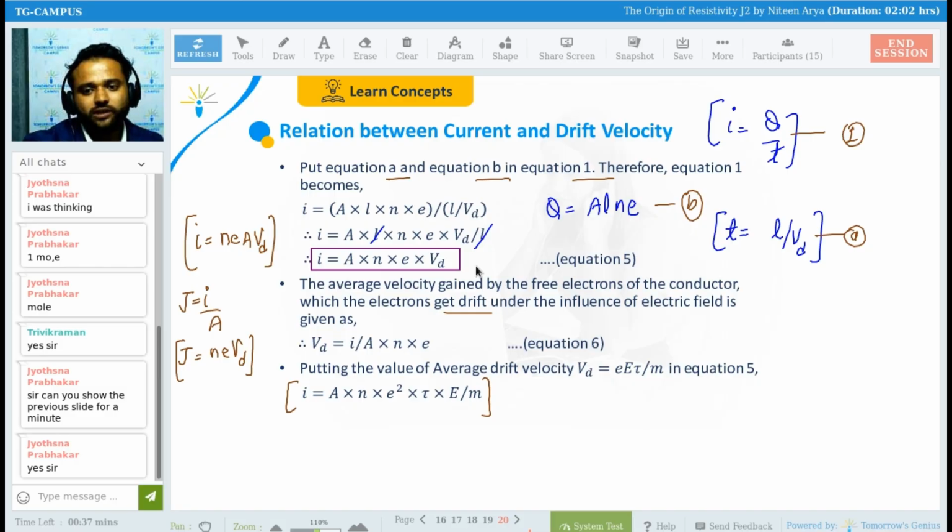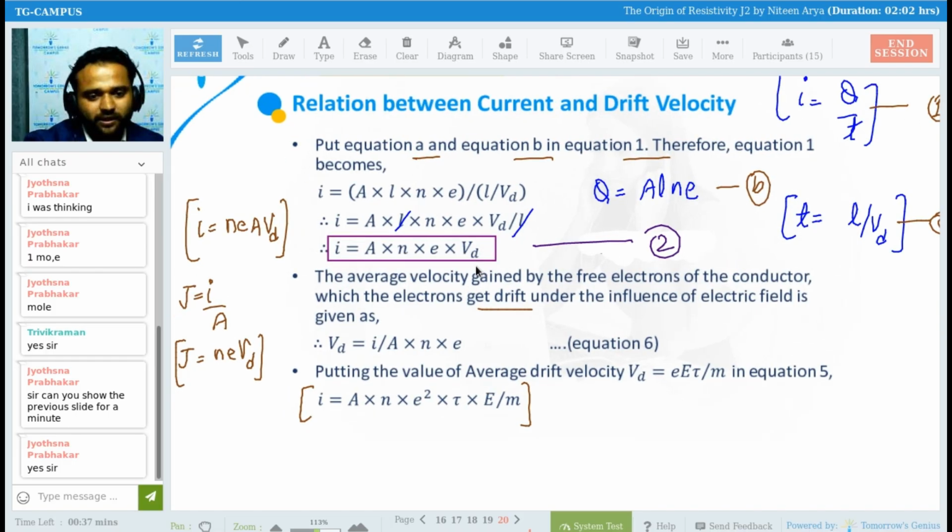This is the famous relation. We can write it as our equation number 2, I equals nEAVd. Then we know Vd equals I by nEA, and I by A is J. So J equals nEVd. We can put the value of Vd also, and we put this as equation number 3.